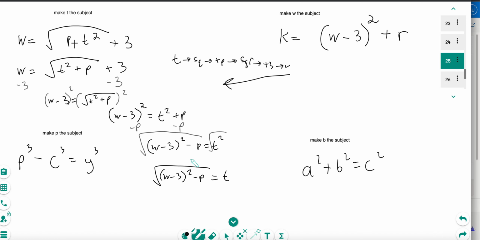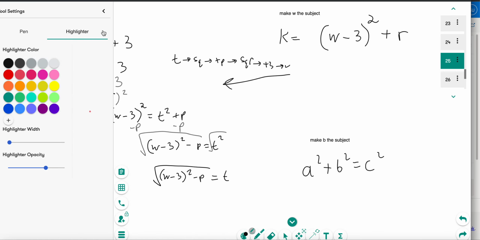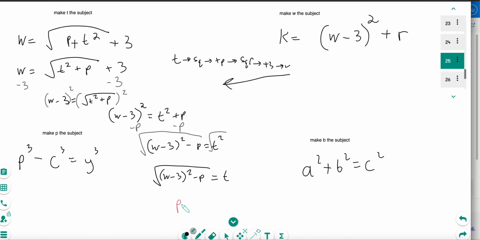Here, make p the subject. Okay, so same thing. Think of a function machine. I'll do this invisible. I'll just do it in my head. P is being cubed, then being subtracted by c cubed. So should I get rid of the cube first or subtract c cubed? Well, actually, let's just do our function machine just for the sake of it. P is being cubed, then it's being subtracted by c cubed to make y cubed. So we're going to work backwards. The opposite of subtracting c cubed is adding c cubed.